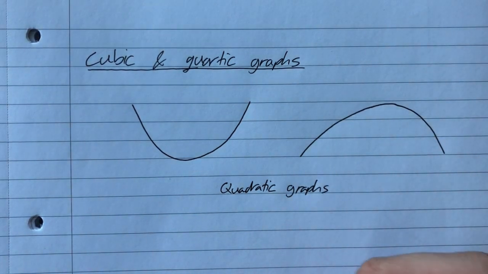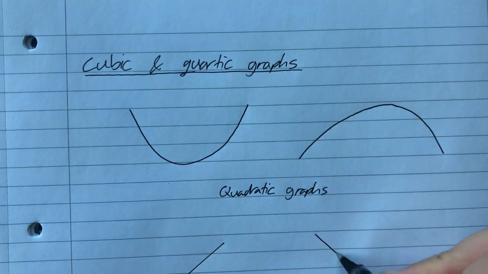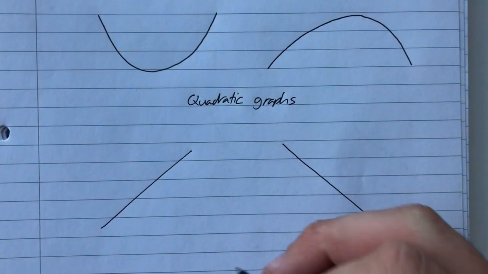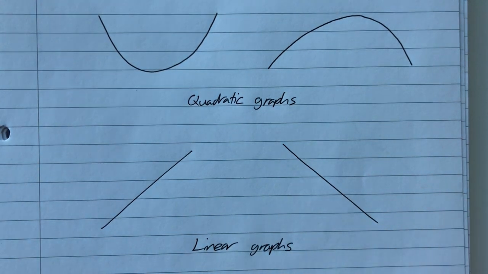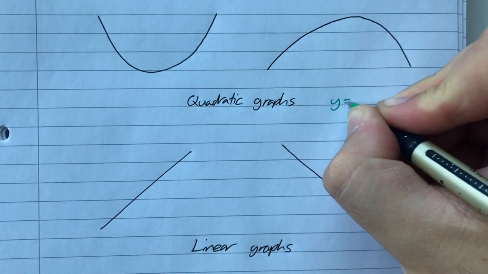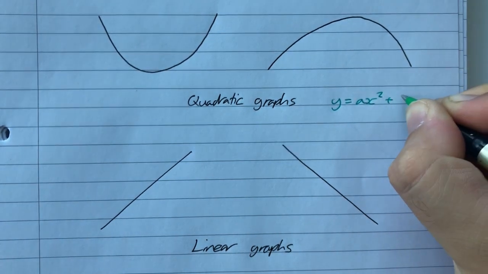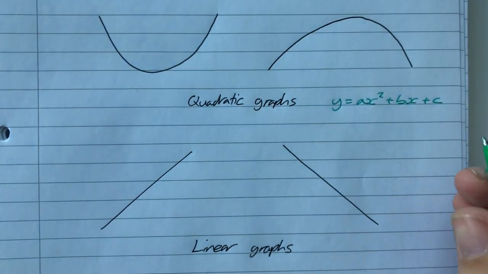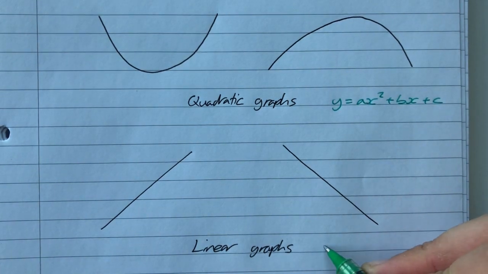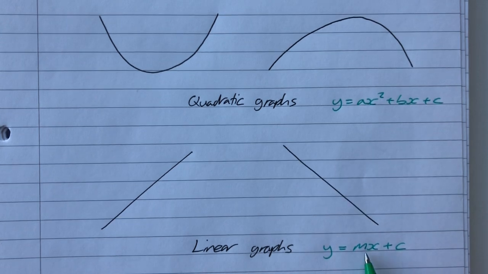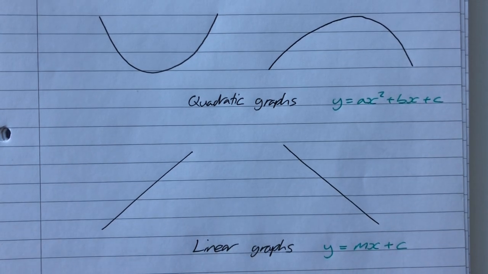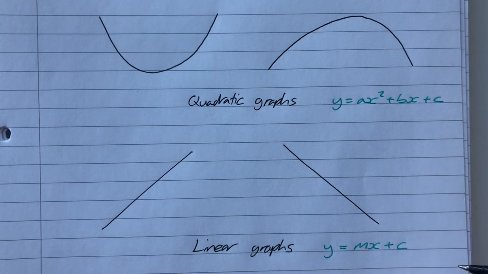If you were to go one step backwards, you have linear graphs, which are straight lines. And a quadratic graph would have an equation y equals ax squared plus bx plus c, which we looked at in the previous video. And linear graphs would have equation y equals mx plus c, where m is the gradient and c is the y-intercept. You should have covered that a lot on your GCSE course, but that will be covered a bit later on in this course as well.